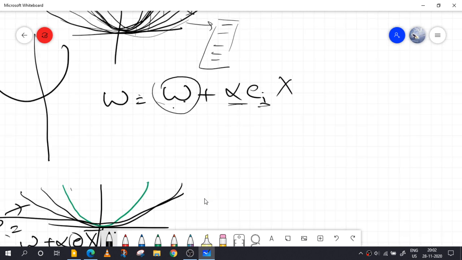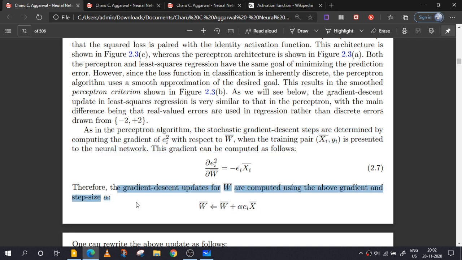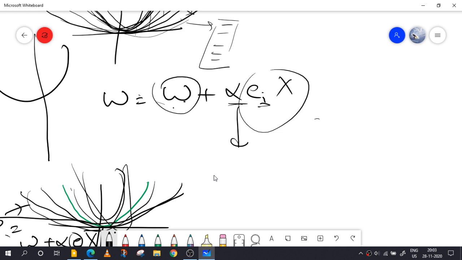But that's basically what this book is saying here. Therefore, the gradient descent updates w by computing the gradient distance by step size alpha. So with step size alpha, the error just completely doesn't eliminate it, because then it overestimates or underestimates, and you're just doing it once, and it always jumps a lot.